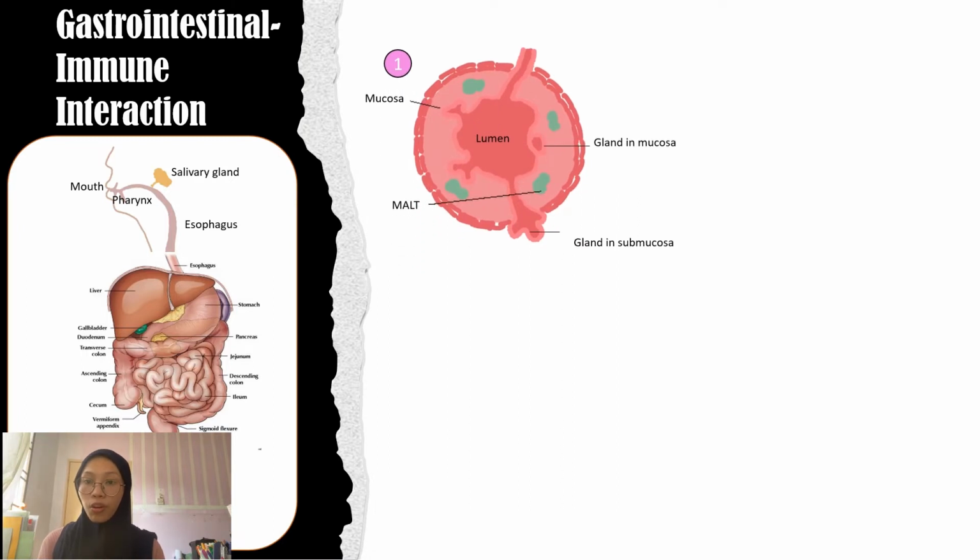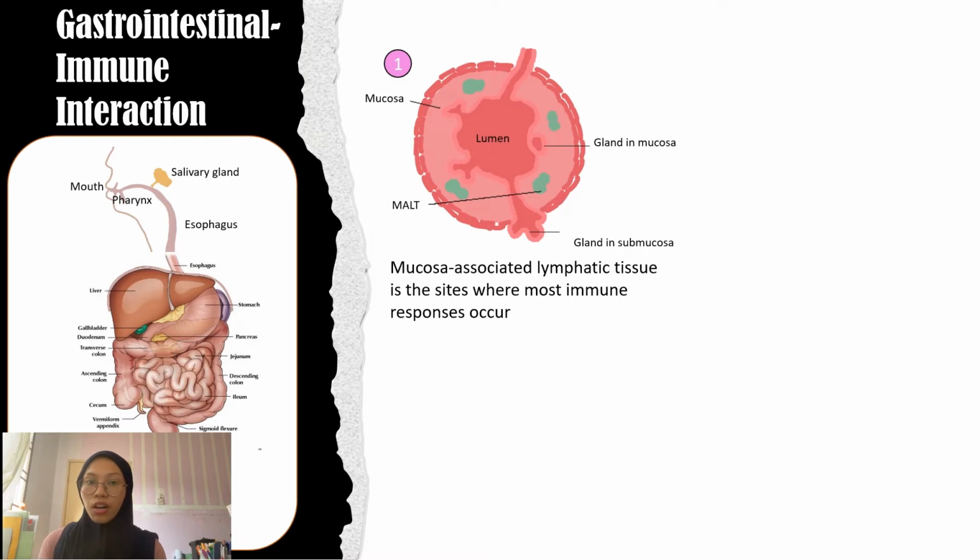Basically, the wall of the gastrointestinal system from the lower esophagus to the anal canal has 4 layers of tissue, which are mucosa, submucosa, muscularis, and serosa. The mucosa is composed of an epithelial layer and connective tissue called lamina propria. The lamina propria contains MALT, which is a lymphatic nodule in the gastrointestinal tract. So MALT contains immune system cells that can protect against disease.